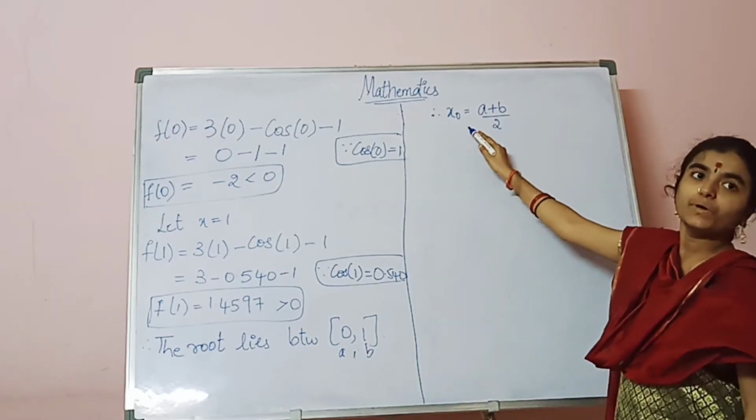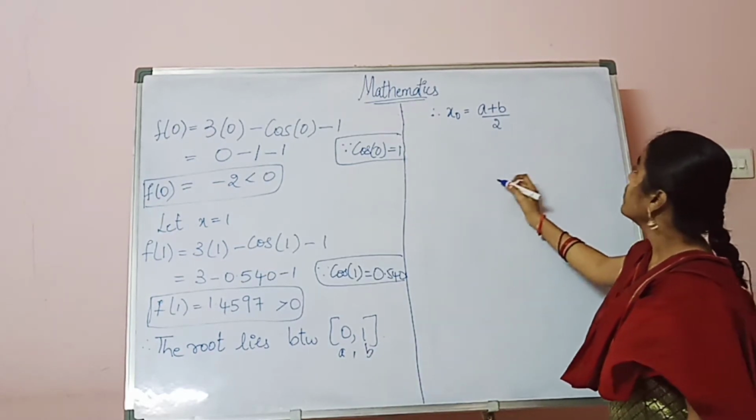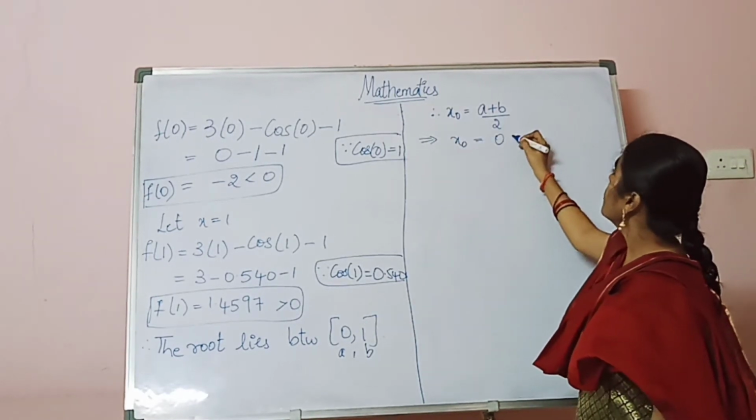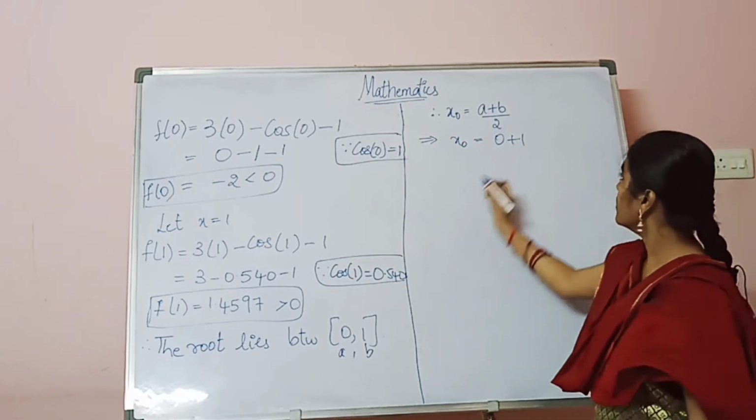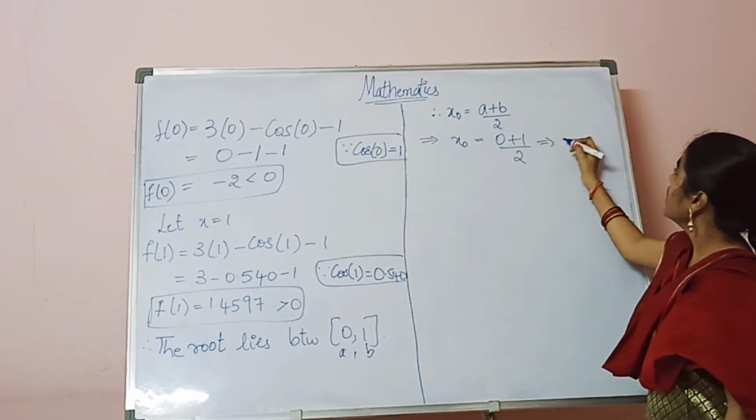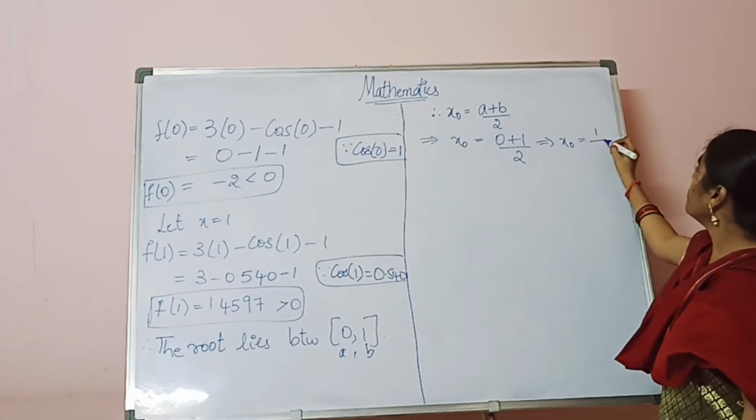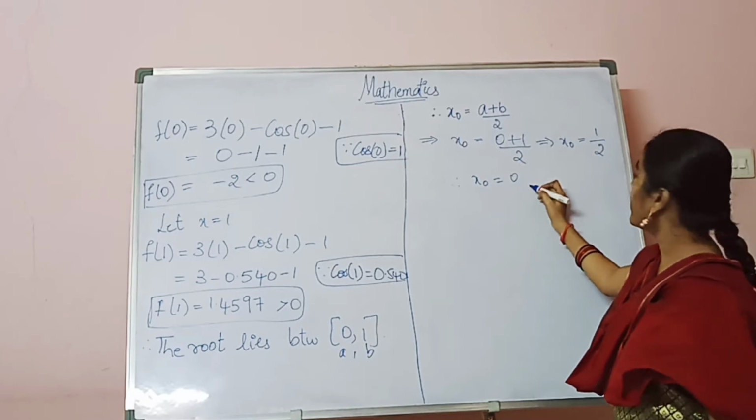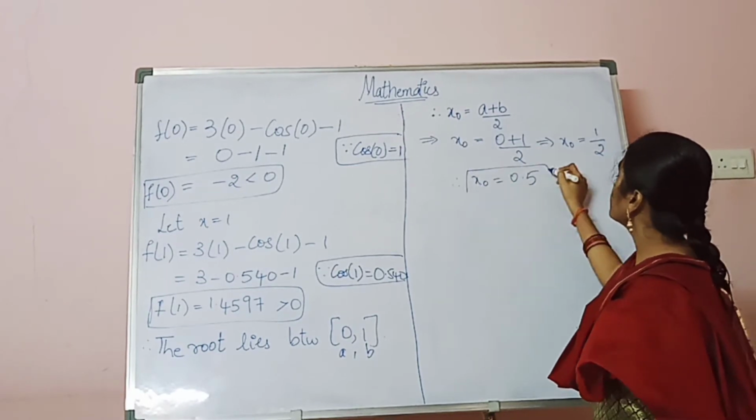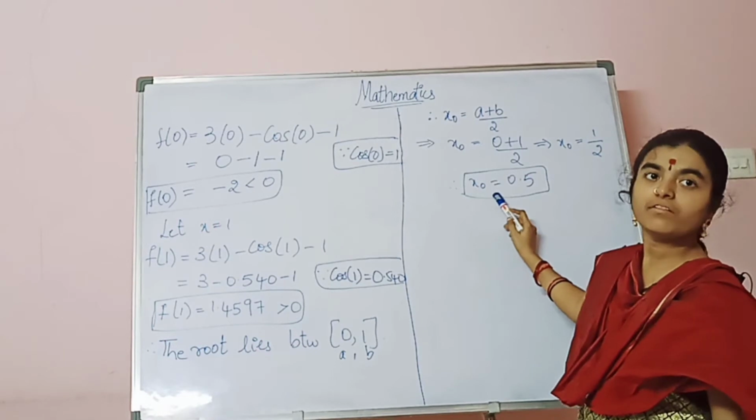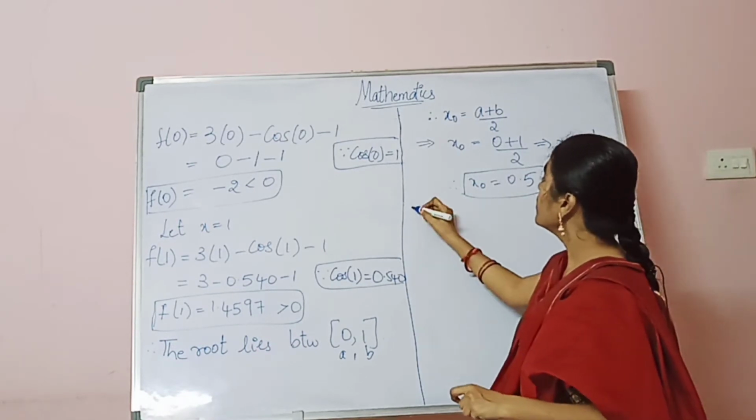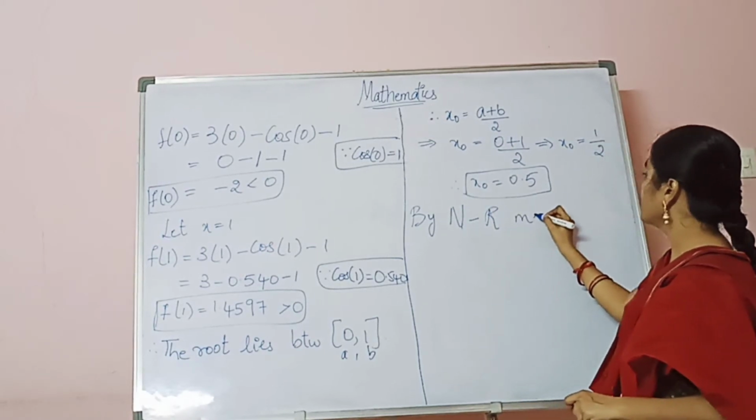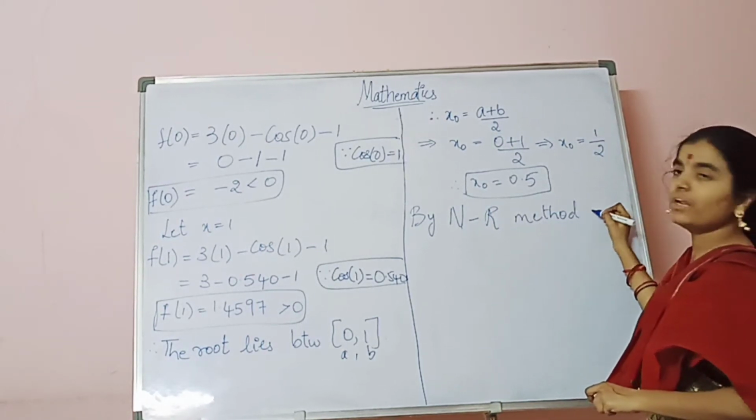Now x naught equals A plus B by 2. So x naught equals 0 plus 1 by 2. So x naught equals 1 by 2, which means 0.5. This is the value of x naught. Now by the Newton-Raphson method, that is the NR method, what is the formula we have?